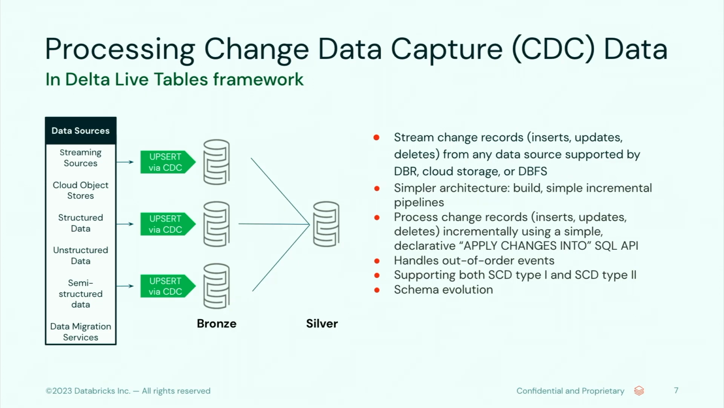And one thing that makes APPLY CHANGES INTO very unique is that it can handle the ordering implicitly, meaning that as a user, you don't need to worry about whether events are coming in out of order and how to handle that. Basically, the DLT APPLY CHANGES INTO API will make sure that the results of the tables are as if your events were coming in the correct order. It currently supports both SCD type 1 as well as SCD type 2. And because of the great integration with Auto Loader, the features supported with Auto Loader are also supported with DLT, so you can get schema evolution as well.